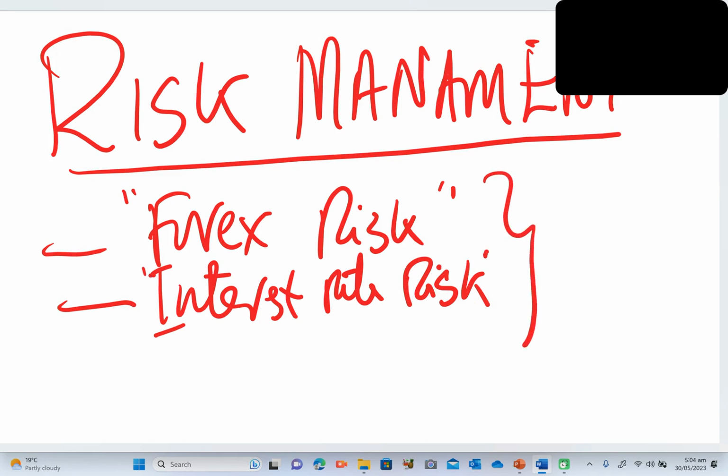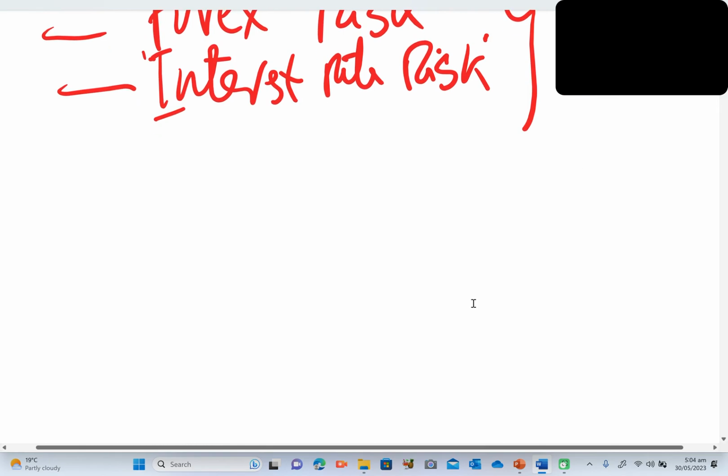Kwa hiyo unapo discuss risk lazima uwe makini. Hii forex risk ina rise kwenye forex pale ambapo there is a movement in exchange rate. Let me now explain first here so that you can get acquainted.